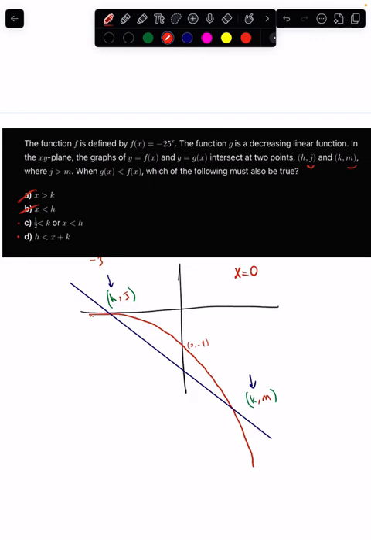Or x is less than H. x is less than H, right? This is wrong. x is 0. H is negative. So 0 can't be less than something negative. C is also not the answer.